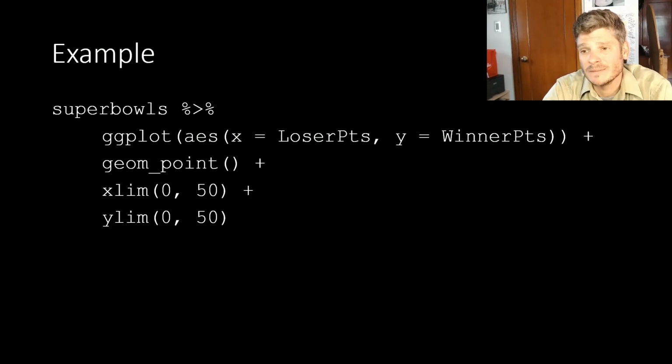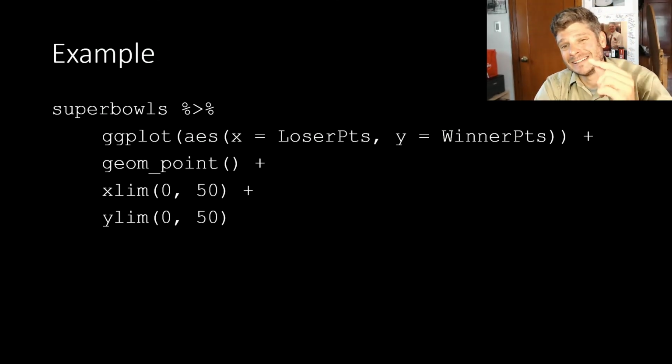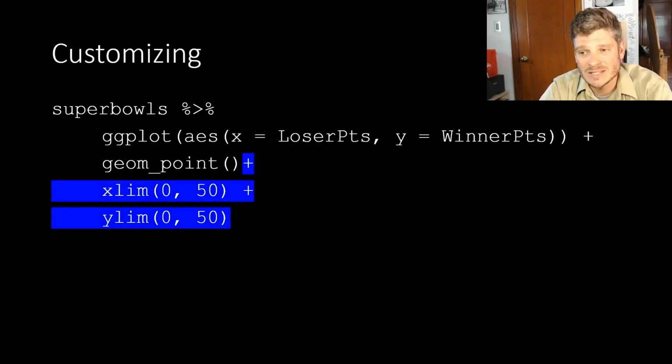So if I took, again, the same exact code that I wrote before, everything's the same. Super Bowl, I'm piping it in, ggplot with my aesthetics chosen, plus the geom point to make a scatter plot. Then again, my x limits and my y limits are going to be additional layers. So again, that plus sign, and then x limits, and so from 0 to 50 points, and then my y limits from 0 to 50 points.